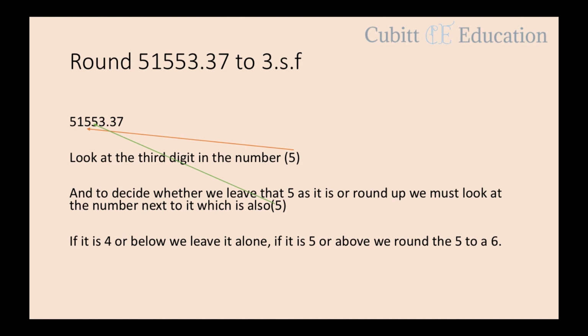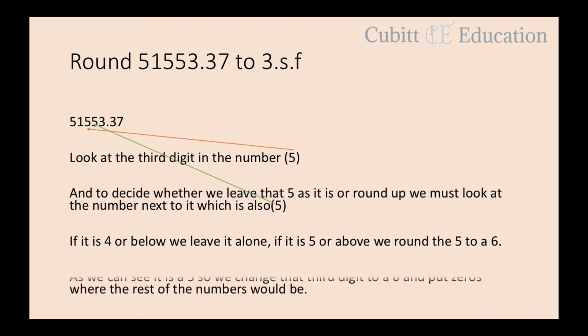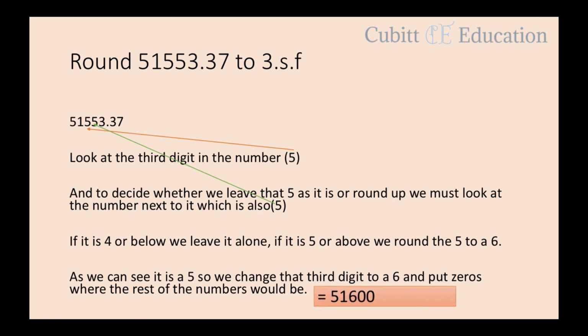If it is 4 or below, we leave it alone. If it is 5 or above, we round the 5 to a 6. As we can see, it is a 5, so we need to change the third digit from 5 to 6. So that would be 51,600. Now, the 0.37 just disappears. We don't need it. Everything else becomes zeros. 0.00 can go on the end, but I do not advise. Okay, 51,600 is our answer. 3 significant figures, remember, 3 numbers. Zeros are not significant figures.